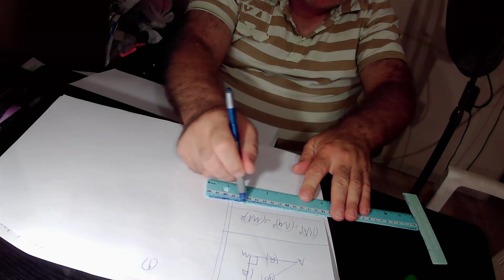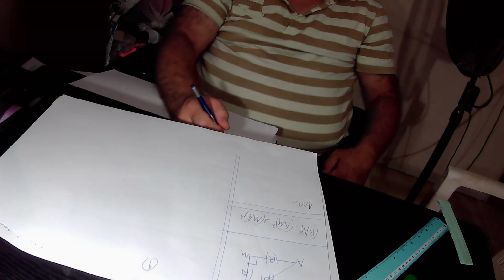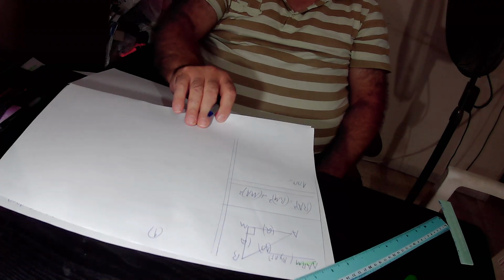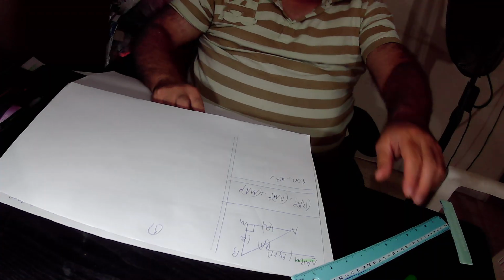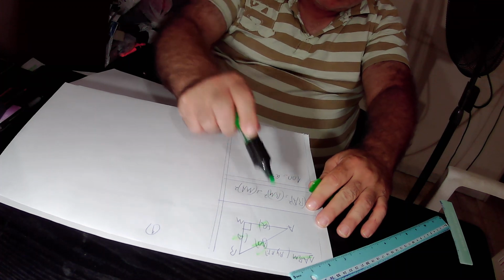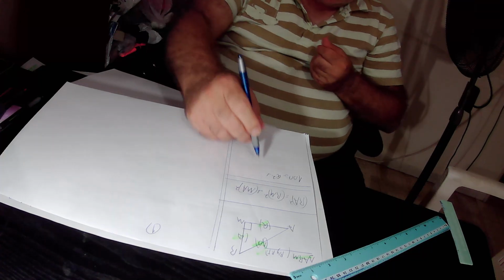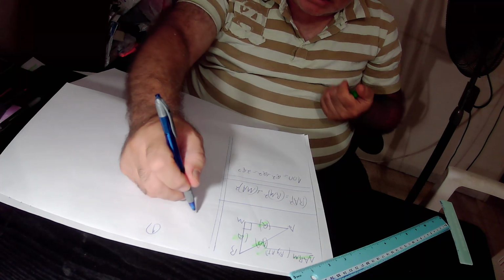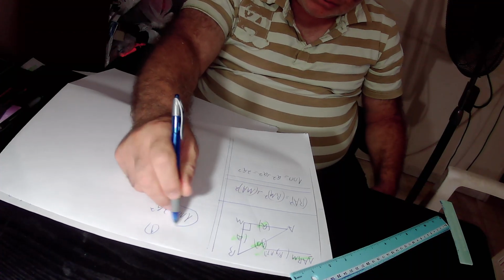BA is 10, therefore BA squared is 10 squared, that is 100, and it equals BM squared. BM is A, therefore BM squared is A squared, plus MA squared. MA is also A, therefore MA squared is A squared. So A squared plus A squared is 2A squared, so in total we found out that 100 equals 2A squared, or 2A squared equals 100.